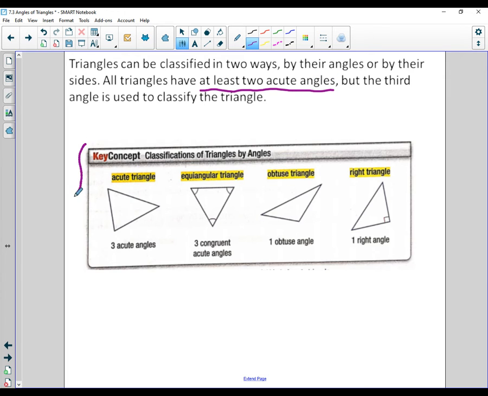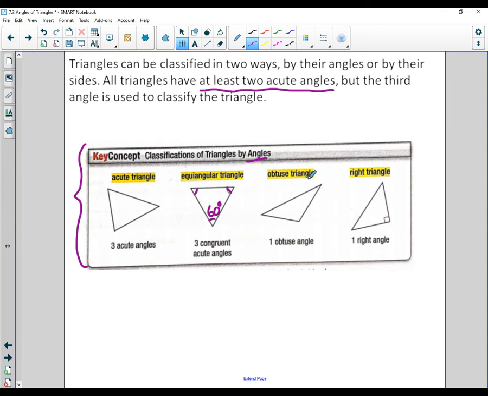So here's what you're really going to want to write down. Here are the four when you're classifying it by angles specifically. So we have an acute triangle, which means all the angles are acute. We have an equiangular triangle, which means all the angles are the same, right? So that angle is equal to that angle is equal to that angle. And to be more specific, they're all 60 degrees, right? Because to add to 180, 60 plus 60 would be 120, plus 60 would be 180. So these are all 60 degrees.